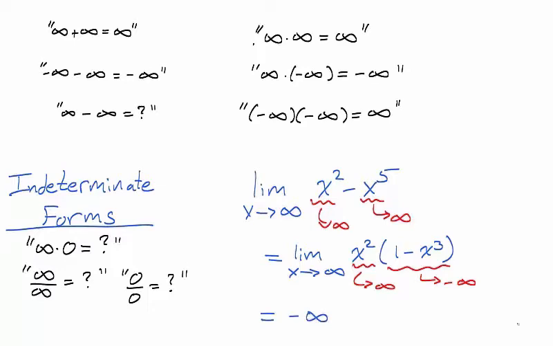The function x squared minus x to the fifth does not have a horizontal asymptote for the positive x-axis because the limit as x approaches infinity is not finite, it's negative infinity. This tells us that the function's y value becomes unboundedly negative as x approaches infinity. This should line up well with your understanding of the end behavior of polynomials.